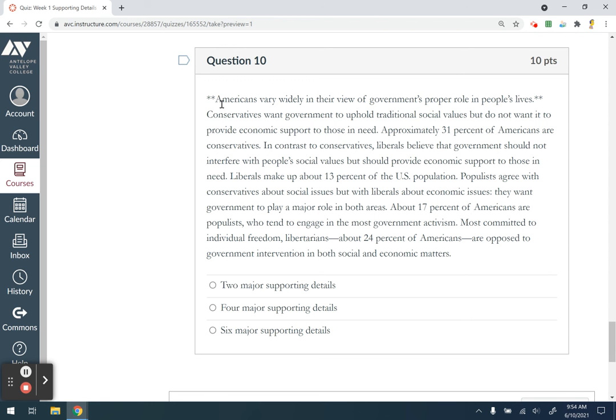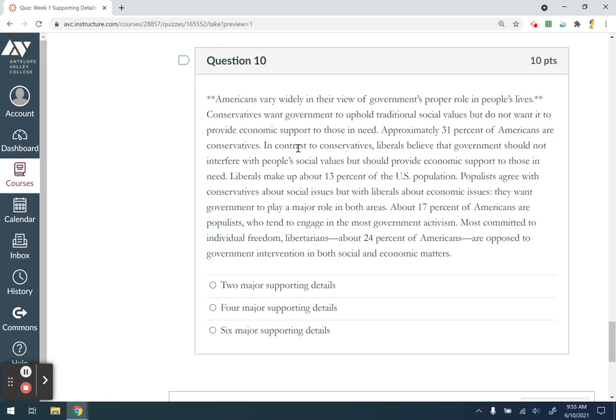So we know it's about Americans vary widely in their view of government's proper role. So let's look for this role that they talk about. Well, if we look here, let's look at conservatives, because again, we're talking about how the Americans view government. Well, conservatives, that's the type. The conservatives want government to uphold traditional social values. That's one major supporting detail. That's how they view it. The minor detail is approximately 31% of, because this is also giving a statistic of the conservatives. All right. So conservatives are one group.